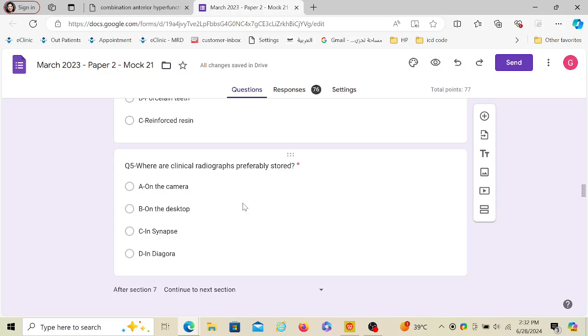Where are the clinical radiographs preferably stored? Okay. Now, this has got nothing to do with the question given. On the camera, no, you should not. You should have a system which is accessible to all the clinic, basically a data-based system, a clinical software is what I mean. So it should be a software system which can be accessed by all the computers in the clinic in different rooms, not just on that particular desktop. So on the camera and on the desktop is not correct. Now in Synapse, I don't understand what Synapse is, but Diagra is a data systematic software system, and that should be your option of choice.